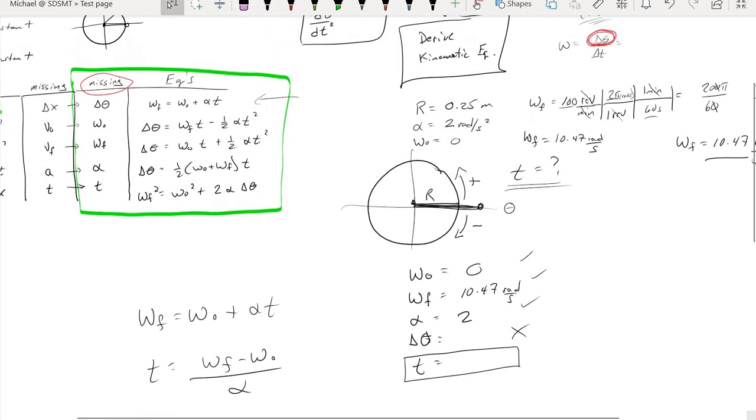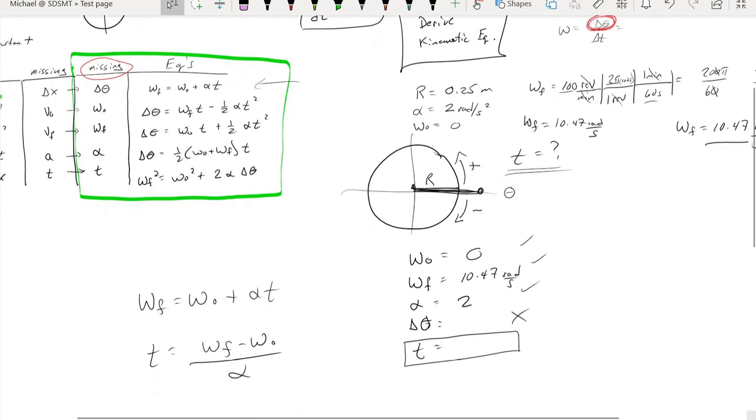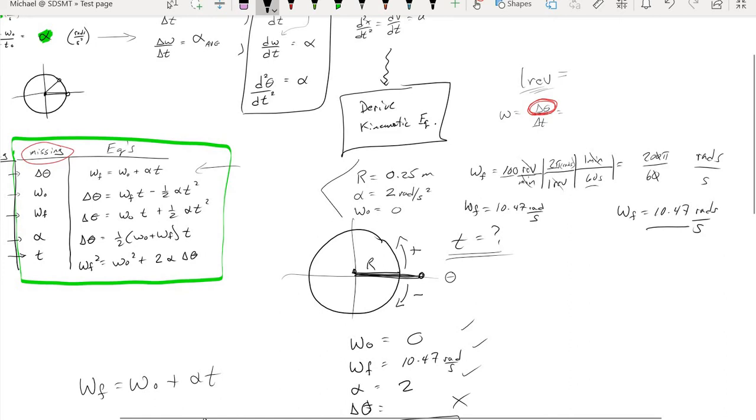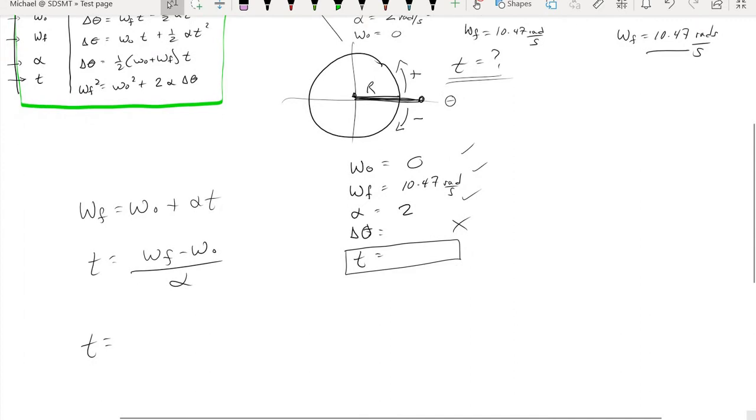And that makes working with rotational kinematics really nice because none of our terms need to be broken up into components. We don't have x, y, z anymore. We just have positive angular motion or negative angular motion, and that's it. Well, I'm going to assume that everything here is being measured with respect to the positive direction. And so when I plug all this into my equation, my time becomes, let's see here, 10.47 minus 0 all over 2.